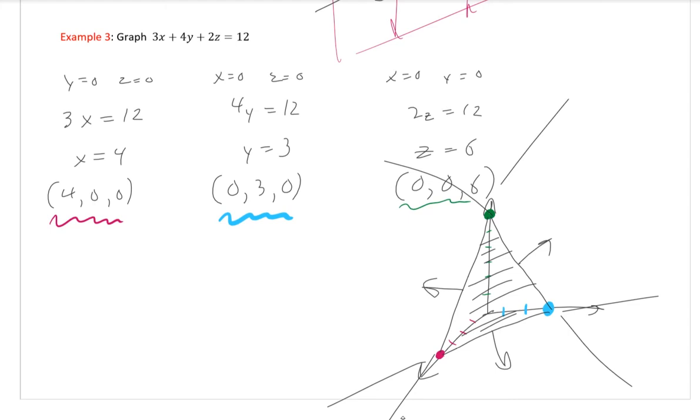So those are a couple examples of graphing some things in three-dimensional plane, and just a quick overview of some concepts in there.